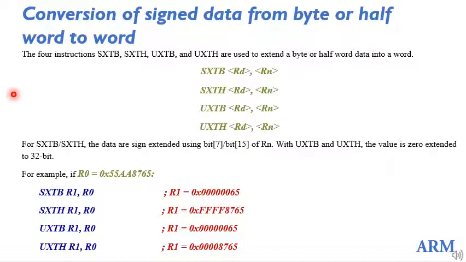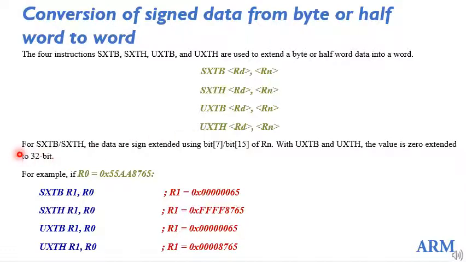So not only signed numbers but also unsigned numbers can be extended to form the word. For that, the instructions for signed are SXTB and SXTH, and for unsigned the instructions are UXTB and UXTH. All the instructions have the same format or syntax, that is RD comma RN. RN will be the source operand which will be extended to form the word whether it is signed or unsigned, and the extended word will be stored in the destination register RD.